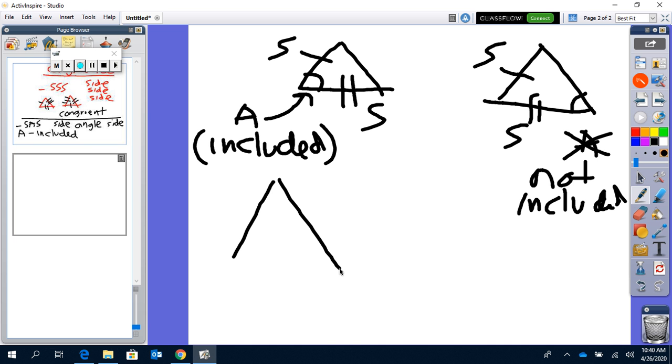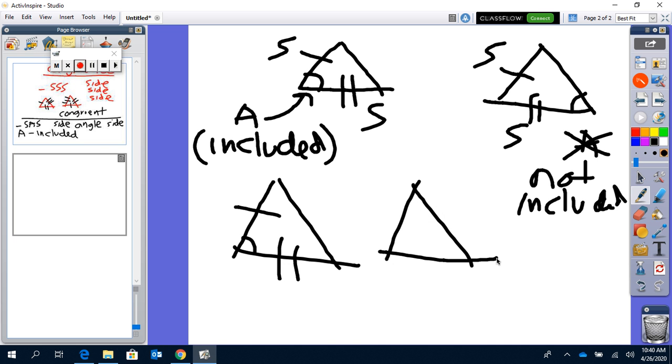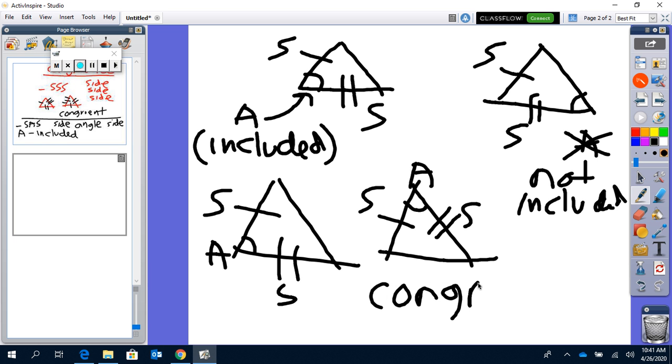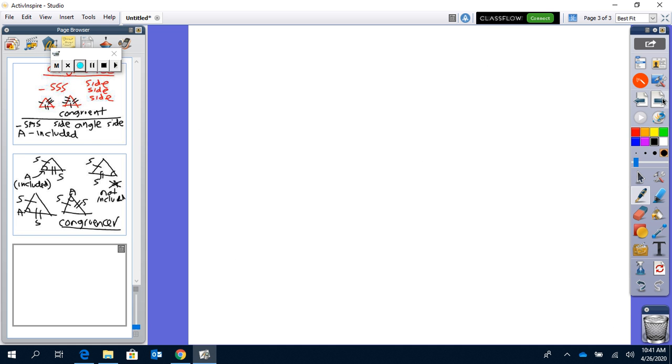Okay, so for example, SAS, if we have, for example, these two triangles will be congruent because we have side angle side with the included angle, and this is the same as side angle side here. We just rotated the triangle a little bit, so here we have congruence again. Okay, so that's a bit of review from last week. There are actually three more ways of proving congruence, and we're going to look at two of those today.